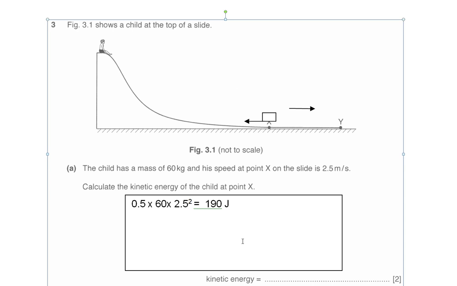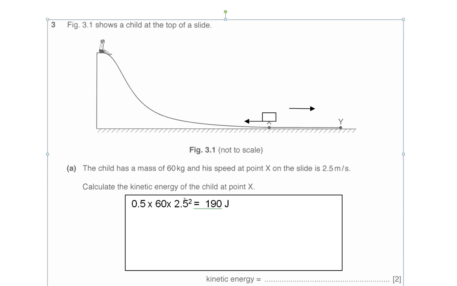Right, so we have a look at question 3. It shows a child on top of a slide. He slides down and his speed at point X is 2.5 meters per second and his mass is given. Calculate kinetic energy. Just have to use half mv squared, and you get 190 joules.